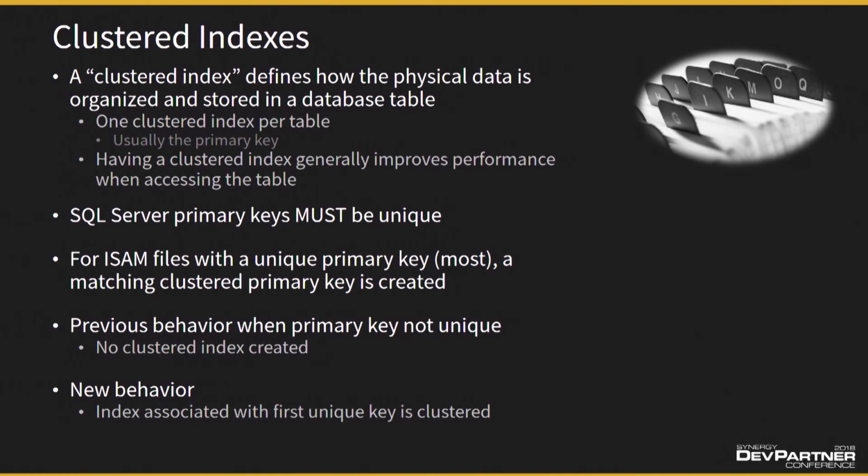Another change that we made recently was we deal with clustered indexes a little bit better. A clustered index in SQL Server defines how the physical data is organized and stored in the database. You're allowed to have one clustered index per table, and it's usually the primary key. And having that clustered index generally is a performance optimization. SQL Server primary keys must be unique, but for ISAM files with a unique primary key, we create the primary key as a clustered key.